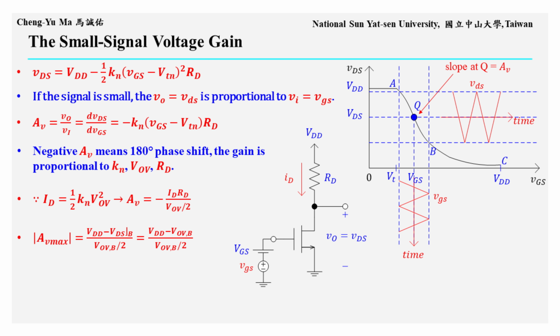However, in practice, we usually do not bias exactly at point B, because after adding a small signal to the DC bias, the device may enter the triode region. That would change the gain significantly and cause output distortion.